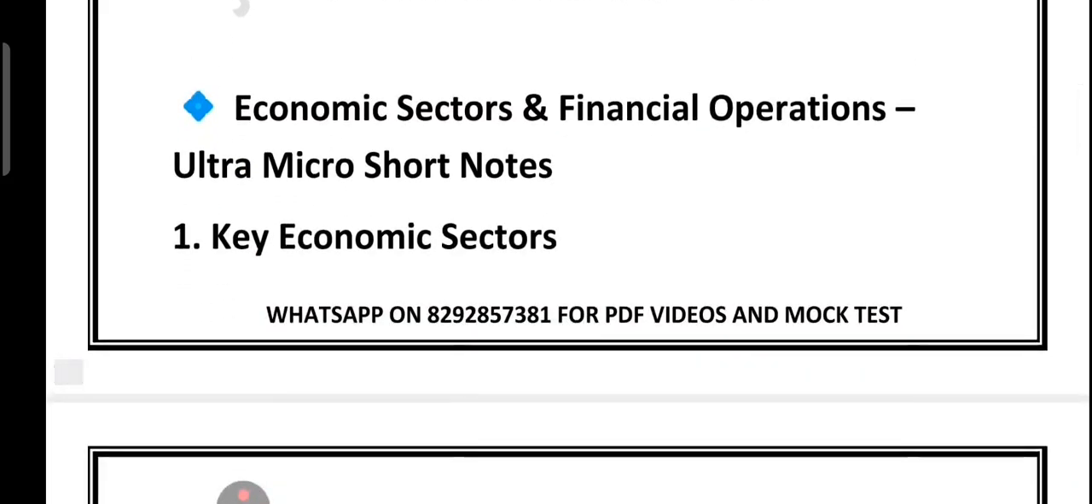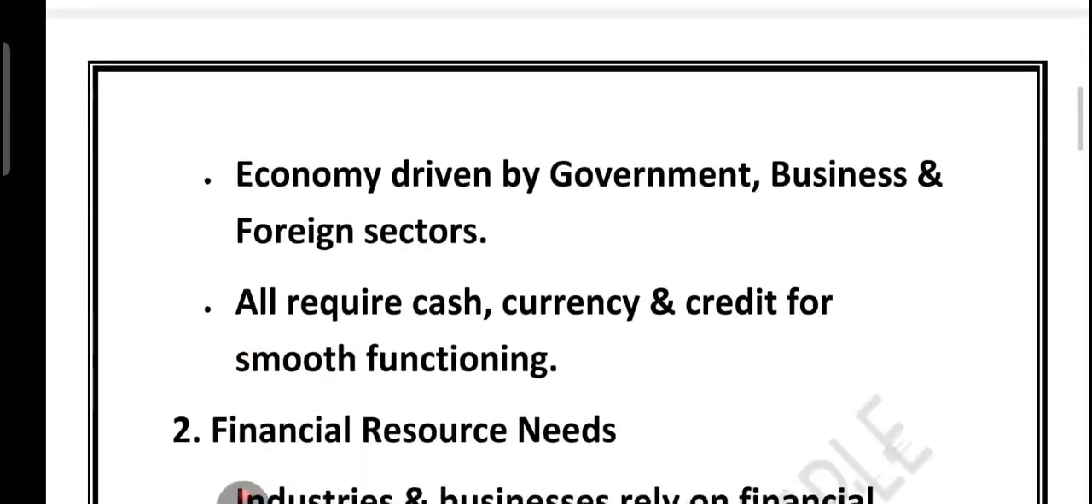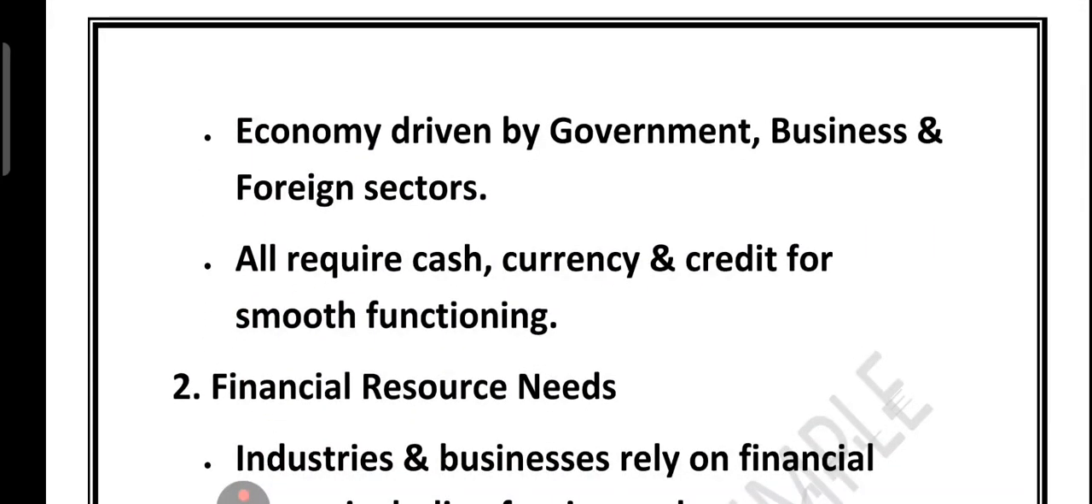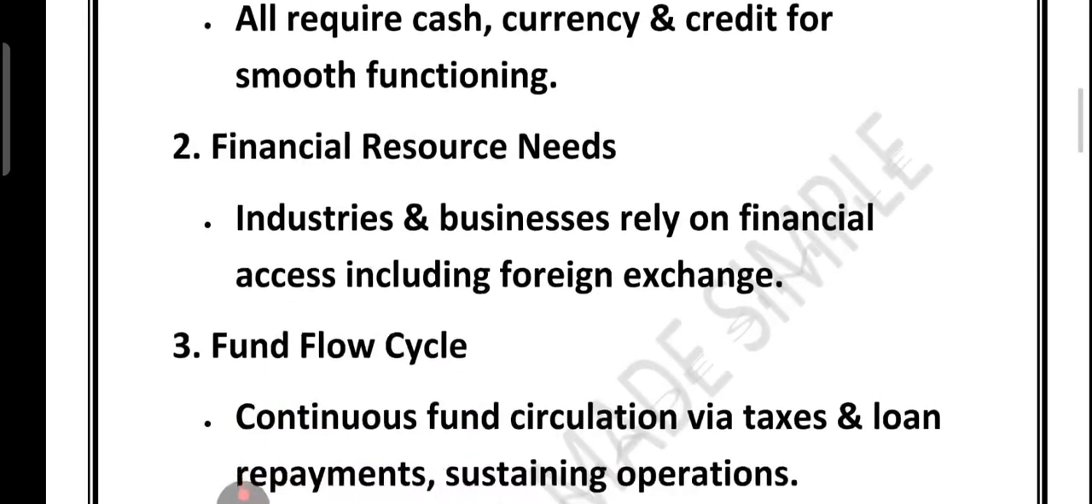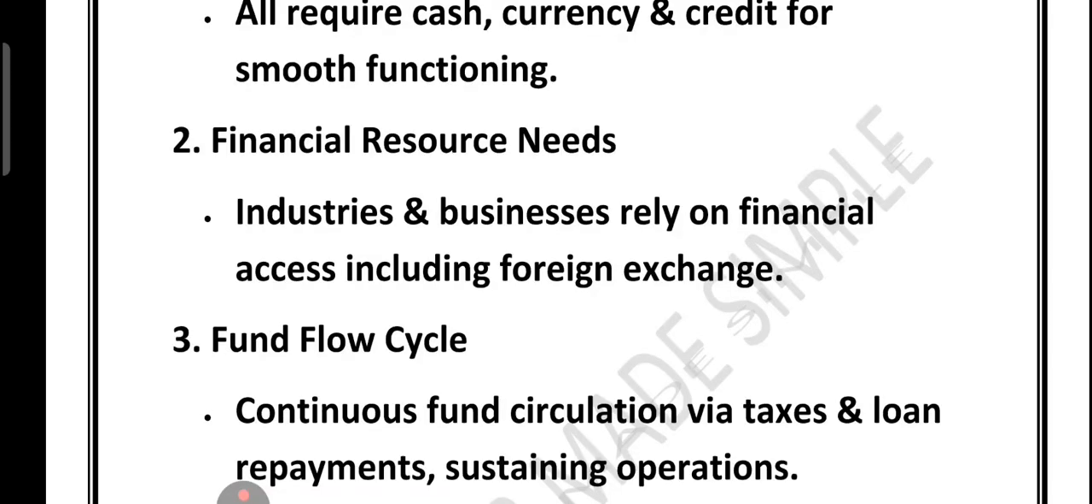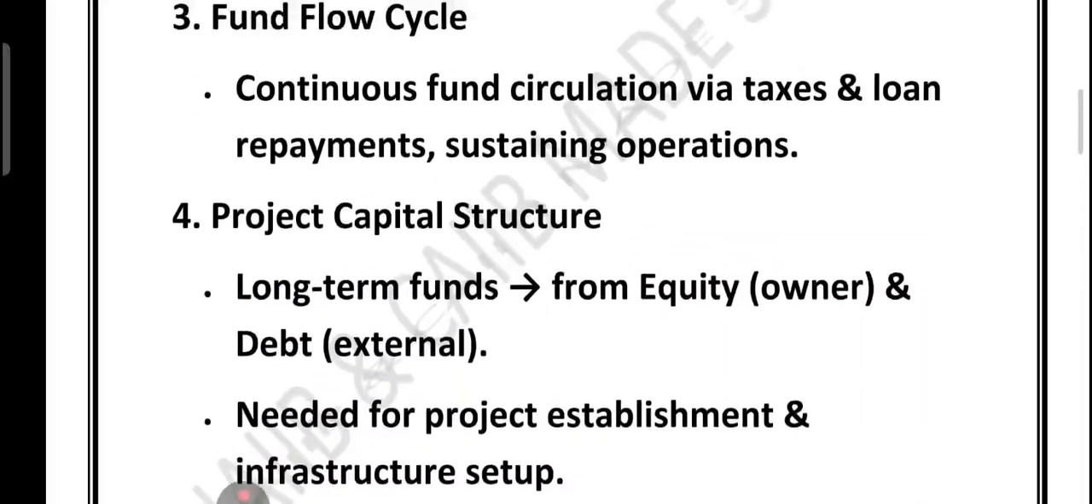Now let's talk about the economic sector. If you look at the key economic sectors, the economy is driven by government, business and foreign sector. All depend on cash, currency and credit for smooth operation. Now friends, industries and business need financial access, including foreign exchange facility. It is very much essential for production, for import and export.